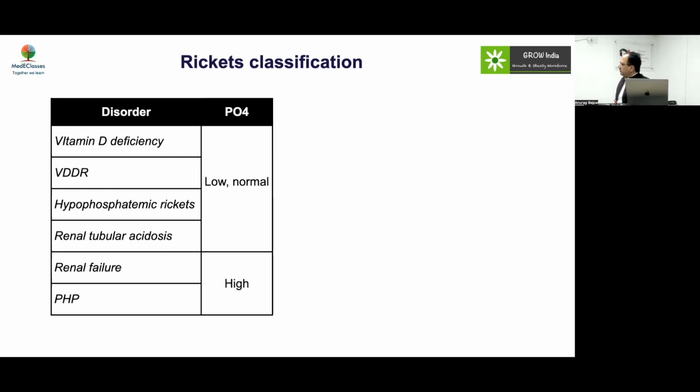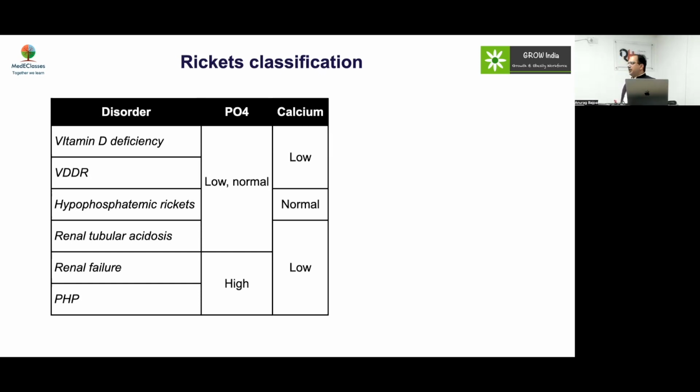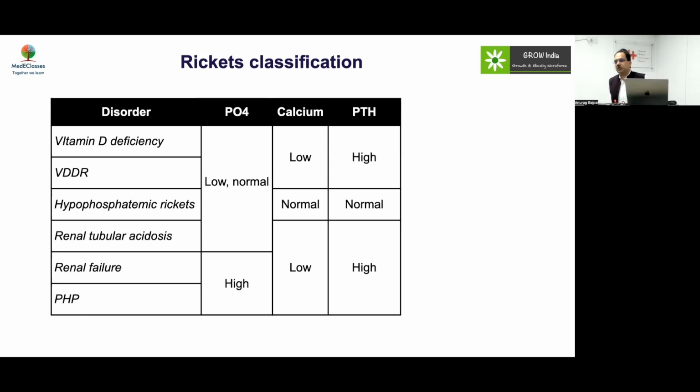If your phosphorus is high, it's renal failure or pseudohypoparathyroidism. Then calcium, if it is low, it excludes hypophosphatemic rickets. A normal calcium and a normal PTH suggests the possibility of hypophosphatemic rickets. So generally, everybody who has rickets should have a low phosphorus and a high PTH. If your PTH is normal and phosphorus is low, think of hypophosphatemic rickets.